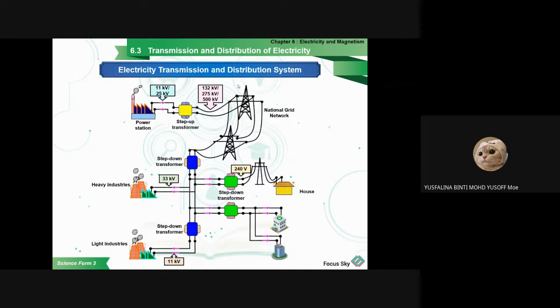Another one, let's say for hospital and office, they use 450 volt only, so this one also will be stepped down. The only step-up transformer that we use is from the power station to the national grid network. For the others, we just use step-down transformers. We only reduce the voltage. So this is how electricity is transmitted from the power station to the heavy industry, light industry, house, hospital, and also office.